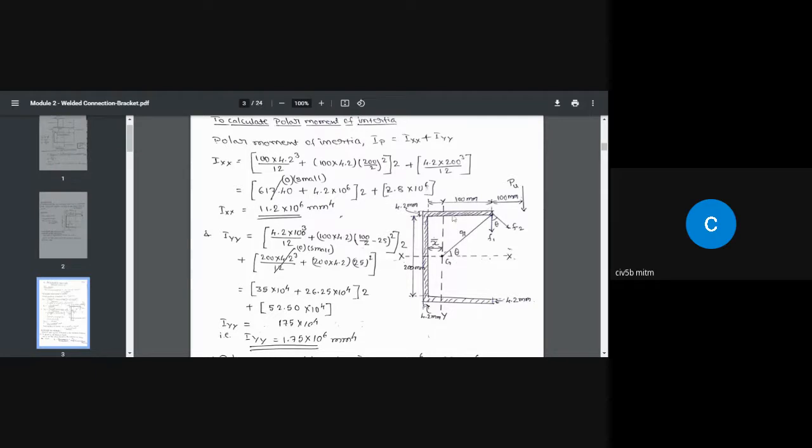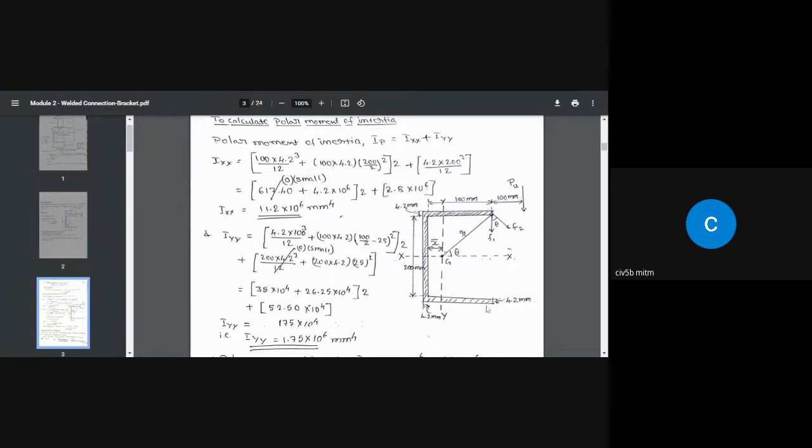So the perpendicular distance is 100. It is not 100 plus 4.2 by 2, because 4.2 by 2 we are going to ignore. We are going to take only 100. So this is 200 by 2, that is 100 square. I have multiplied the whole thing by 2 because we have two such welds, one at the bottom and the other at the top. So this is the moment of inertia of these two areas about this axis.